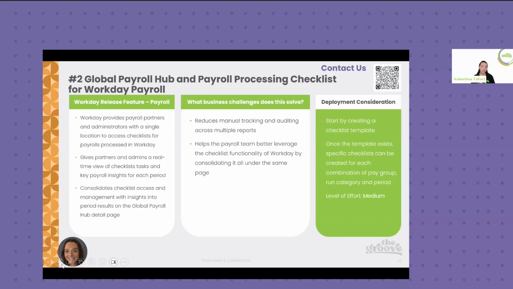And for deployment considerations, you just have to start by creating a checklist template, and then you can start attaching that template to the different pay group period combinations, attach it to each one. And then you can just run it and reuse your template over and over again. As for the level of effort, I would call this a medium. Once your template is set, it's pretty simple to reuse it and leverage the functionality.